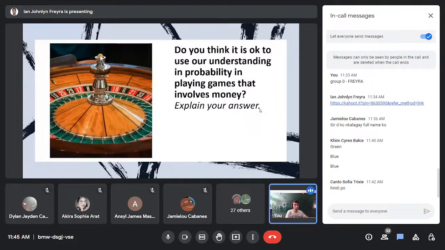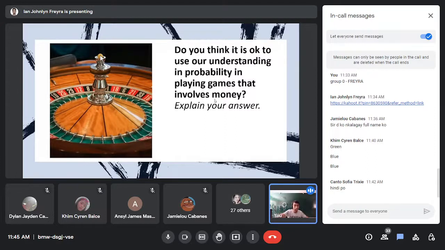Do you think it is okay, ito yung devil's game natin, right? To use our understanding in probability in playing games that involves money, such as this one. Okay, you have two choices to answer. You can answer orally, or you can use the chat box if you have any problem with your microphone. Okay, sige. Yung mga nag-answer ng yes, may narinig akong yes.